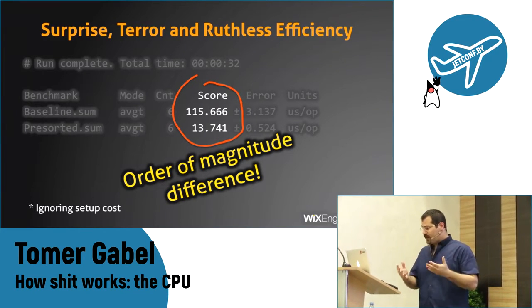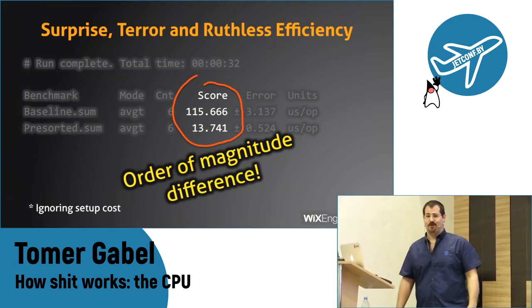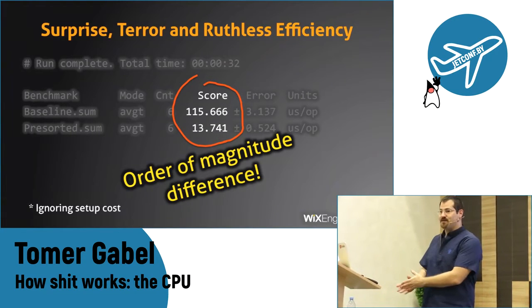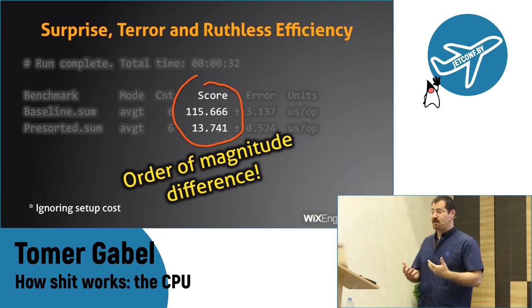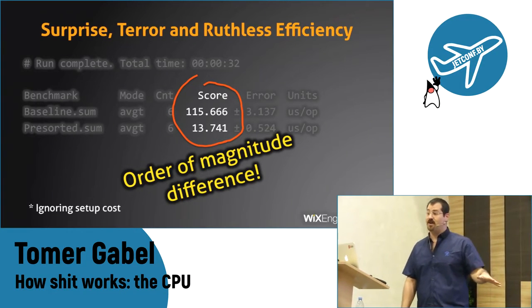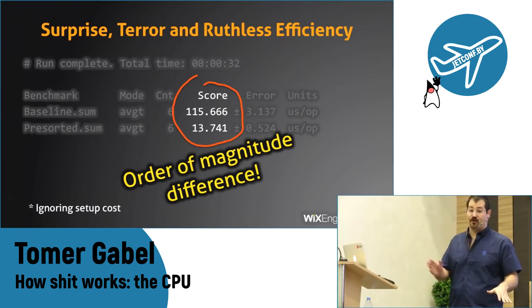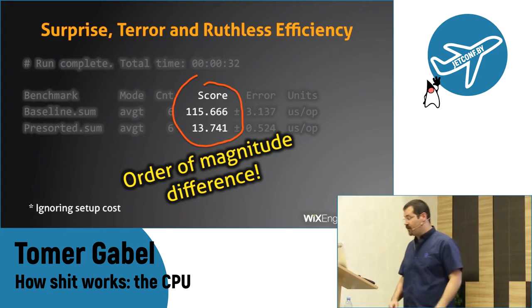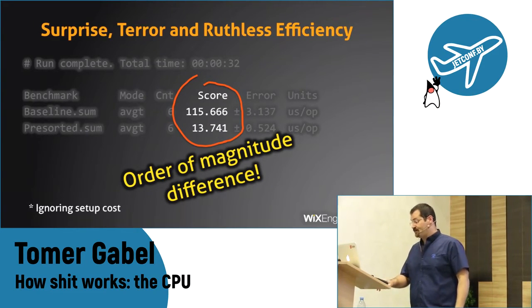So the rest of this talk will be about explaining some of these phenomena and how they can actually affect your code, whether you write it in a low-level language like C or even assembly, or you use a high-level language like Java or Python or Scala, whatever the flavor of the week is.